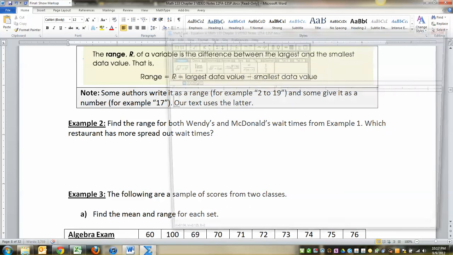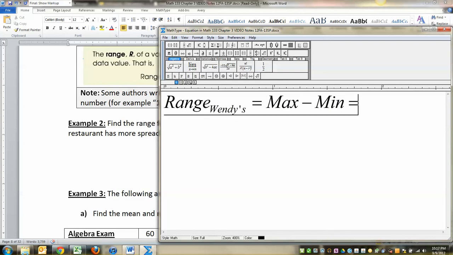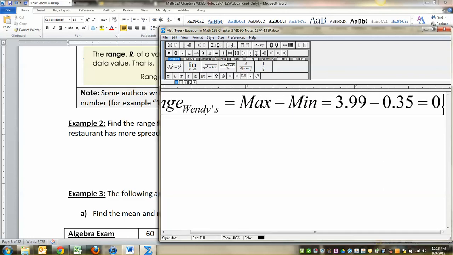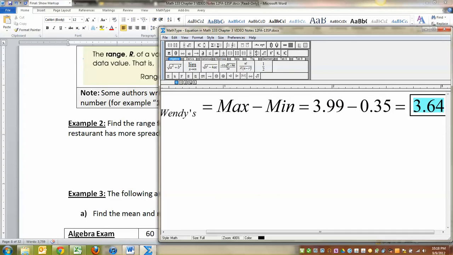All right, so for Wendy's, it's the max for Wendy's minus the min, right? Now, the max for that particular restaurant is 3.99. You can go back a page and look at it. And the min was 0.35, which means our range is 3.64. Boom.